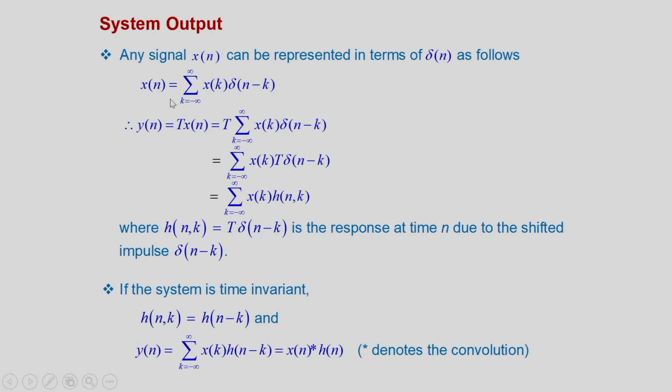Now, what will be y[n]? y[n] will be the transformation of x[n], that is equal to the transformation of this sum. Now, we see that x[k] is a constant, it is not a function of n. Therefore, we can write T inside, so this summation will be x[k] times T of delta[n-k], and T of delta[n-k], that is the response due to the delayed impulse, is denoted by h[n,k]. Therefore, y[n] for a linear system will be the summation of x[k] times h[n,k], k going from minus infinity to plus infinity.